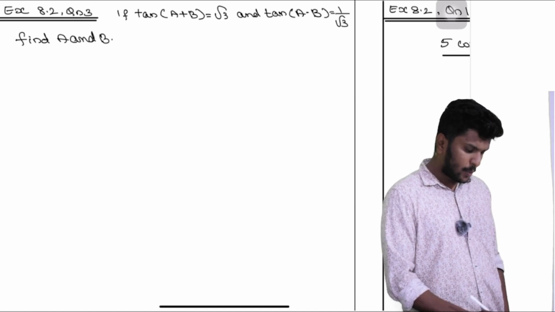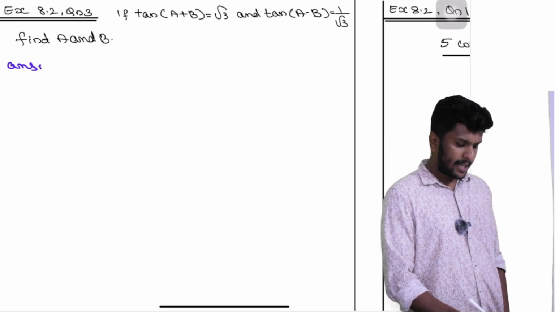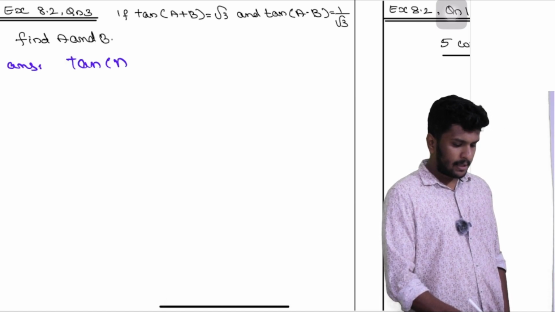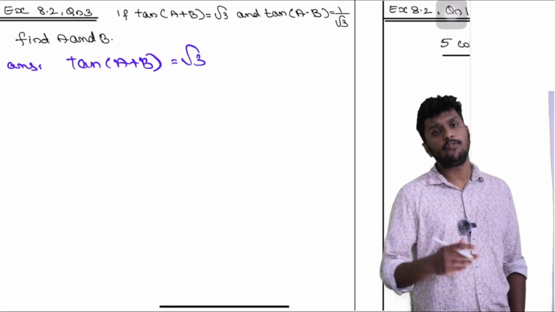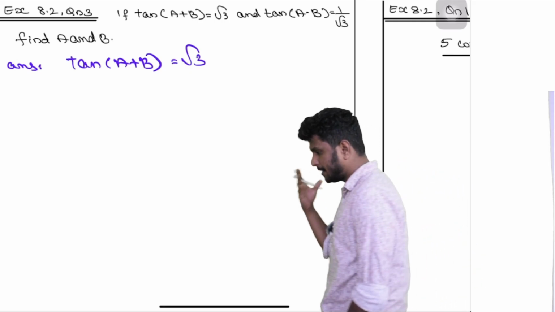So here, how to do it? You are given tan of a plus b equals root 3. So tan of which angle gets you root 3 value? Think.